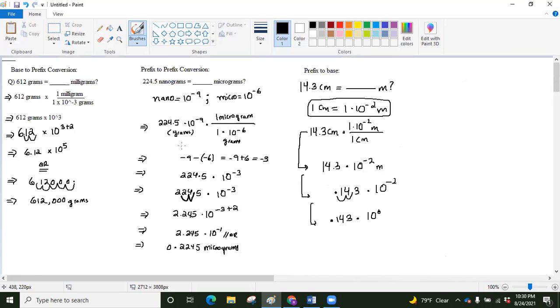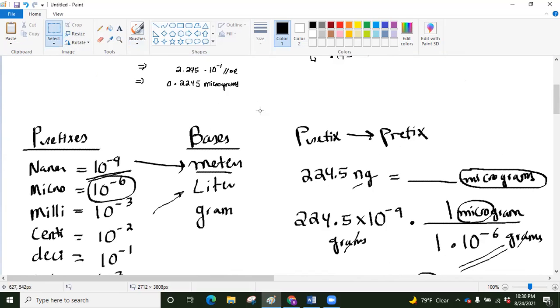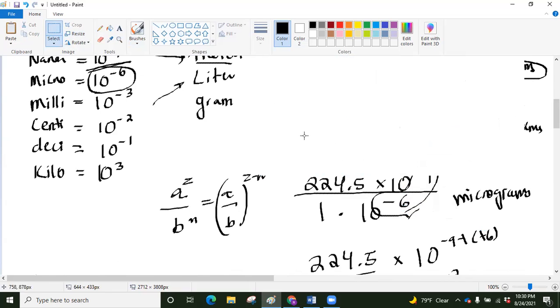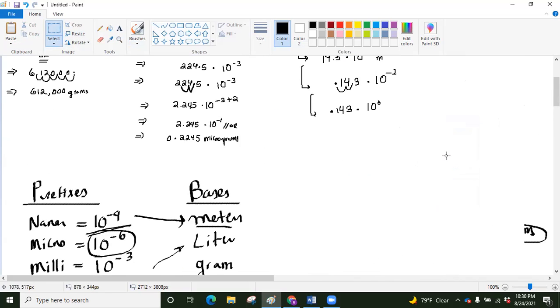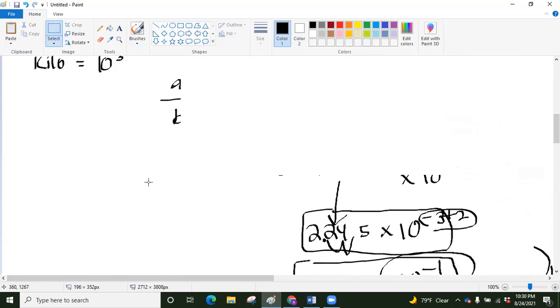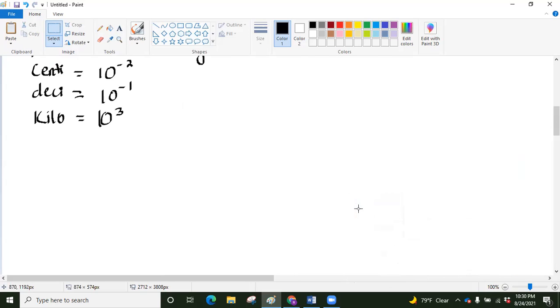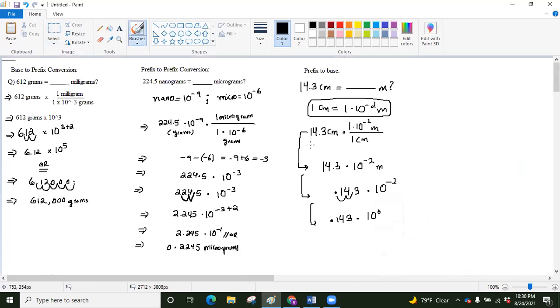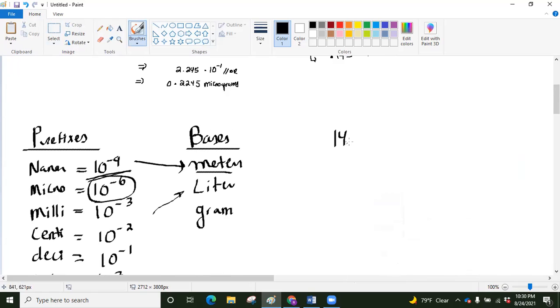And so now what we've done here is we've gone base to prefix, and we went from prefix to prefix. Now let's go to prefix to base. Okay, so here we have an example: 14.3 centimeters is how many, and I believe we have meters. So we essentially want to establish a proportion here. We want to be able to say 1 centimeter is equal to X meters.